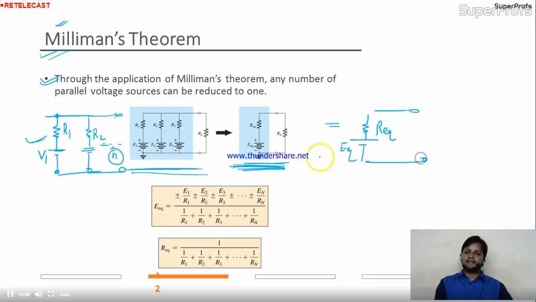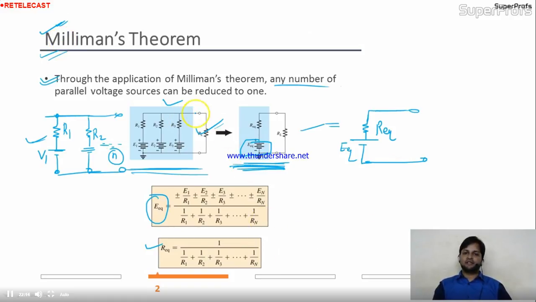It's like Thevenin's theorem, but there is a difference between this and that. Here the format is fixed. If parallel branches are connected, any number of parallel voltage sources can be reduced by a single voltage source like this, where the E equivalent is nothing but E1 by R1, E2 by R2, E3 by R3 with polarity sign, divided by 1 by R1, 1 by R2, 1 by R3, and so on. And R equivalent is like this. It's rarely used. So just know what Millman's theorem is.